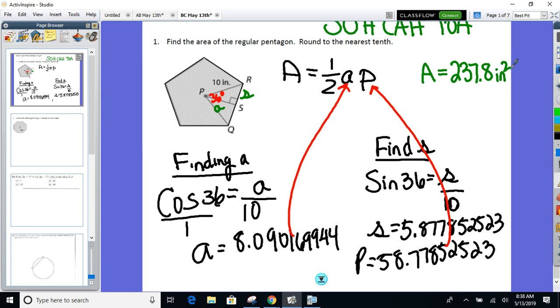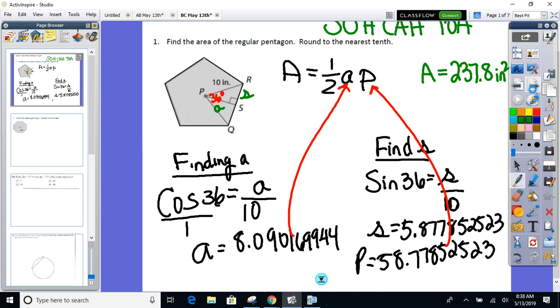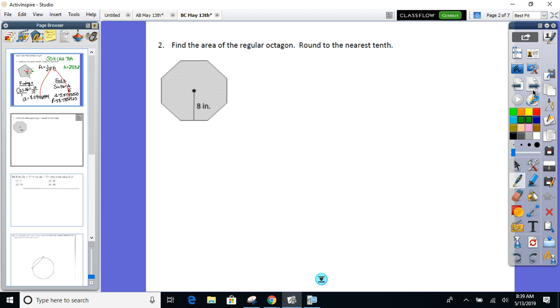Anything from you guys? We okay there? You and your group then tackle an octagon. And hey, that line is perpendicular. Okay, that 8 is perpendicular to the side coming from the center.